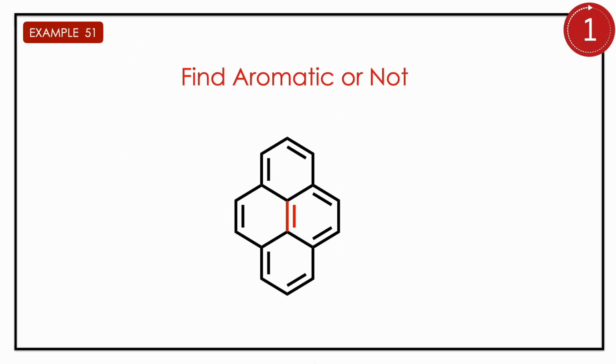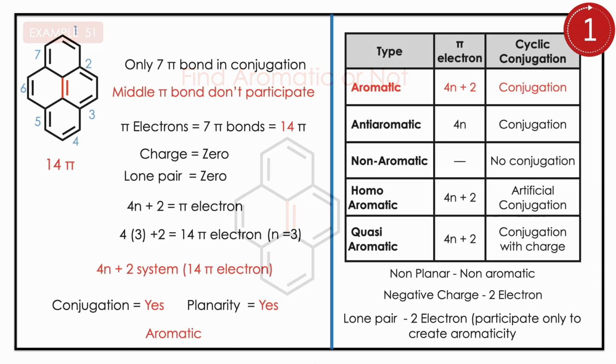Then the next example, you have a higher order fused system. 4 rings are fused together with many pi bonds. You have to find whether the given compound is aromatic or not. Here the important fact is that only periphery electrons, or surface electrons, participate in the conjugation. The middle one cannot participate because of size and plate-like architecture. So we should consider only 7 pi bonds, not 8 pi bonds.